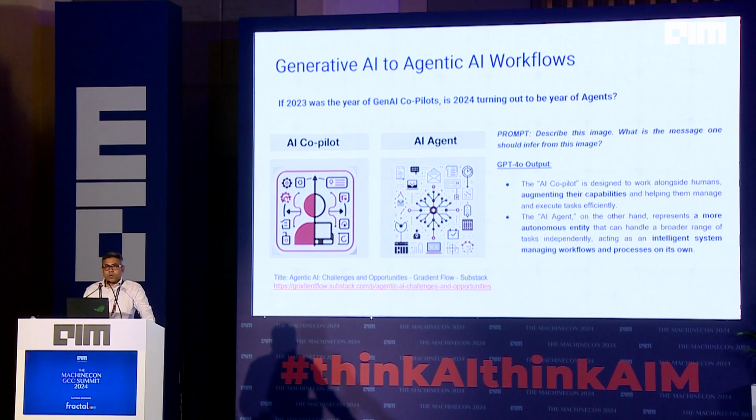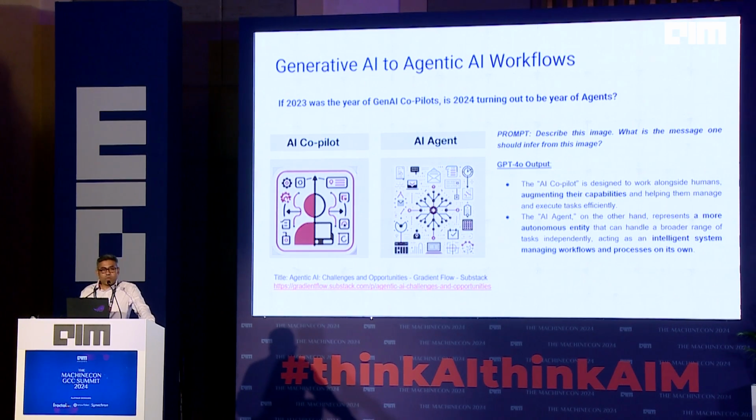Right. So this is a thought experiment. I actually took an image from Gradient Flow, and it's a popular blog that I follow. And there's this image of AI Copilot on the left-hand side, AI agent on the right-hand side, and I gave it to GPT-4o. I think by now everyone should be aware of GPT-4 Omni, which is one of the best models, a very versatile model from ChatGPT, and it has multi-modal capabilities. And it's the top of the leaderboard when it comes to the coding benchmarks, and it's very versatile. It supports a whole range of NLP capabilities.